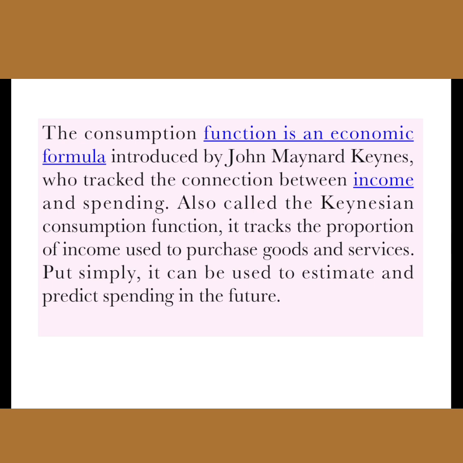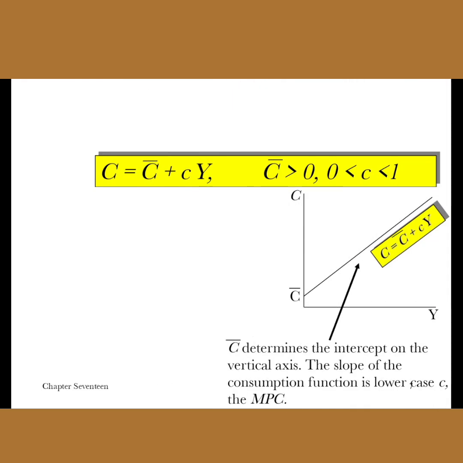The consumption function is an economic formula which was introduced principally by John Maynard Keynes. That's why we call it the Keynesian consumption function. It tracks the proportion of income used to purchase goods and services. Put simply, it can be used to estimate and predict spending in the future. Mathematically, it is given by C = C̄ + cY.